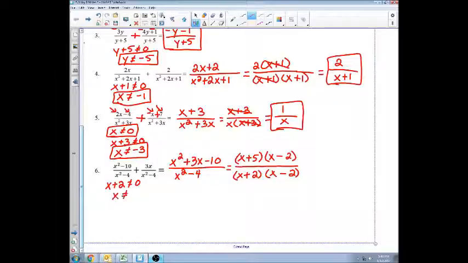So x cannot equal negative 2, and x cannot equal positive 2. Now that I have factored fully and found my restrictions, I can go ahead and cancel out x minus 2, which means I'm left with x plus 5 over x plus 2.